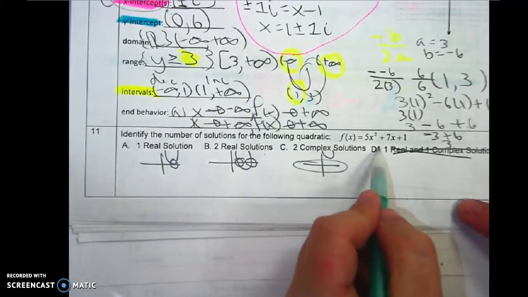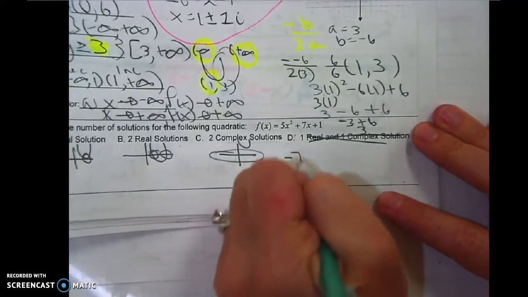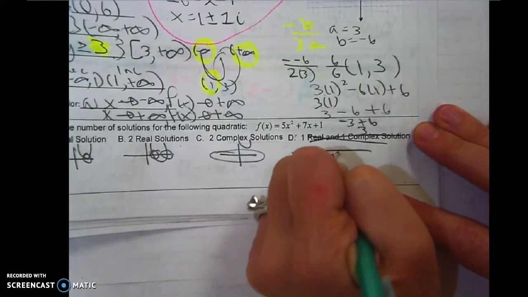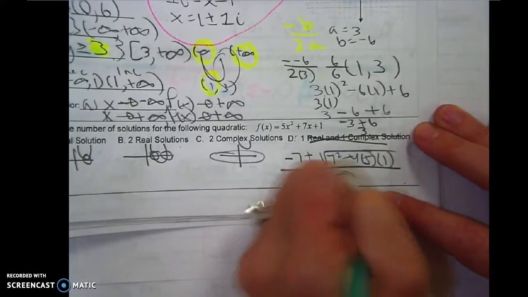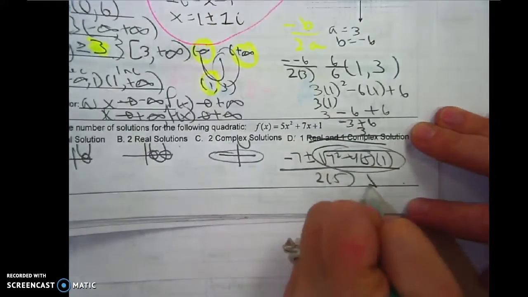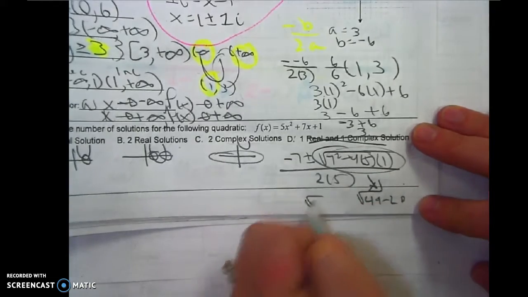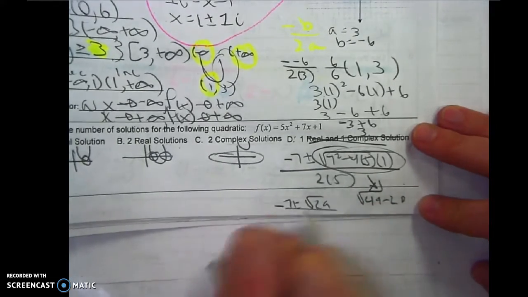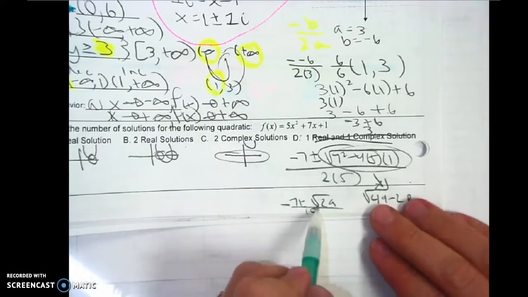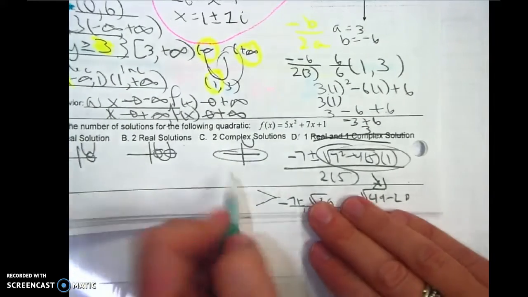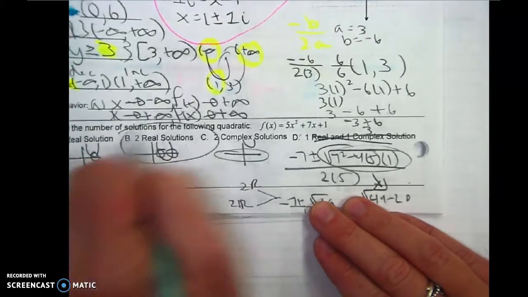So I need to figure out what the x's are. This lends itself to the quadratic formula. So negative 7 plus or minus the square root of 7 squared minus 4 times 5 times 1, all over 2 times 5. So I'm focused here. And I get the square root of 49 plus 20, which is the square root of 29, over 10. I don't care about the whole answer as much as I care that I can actually split this and get 2 real answers. So my answer is B.